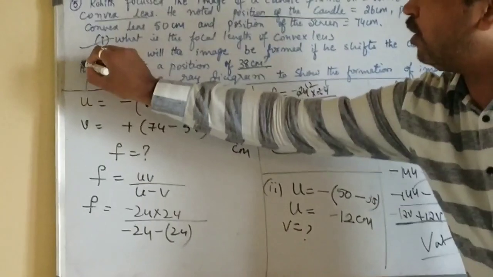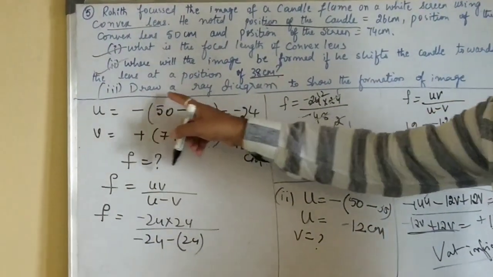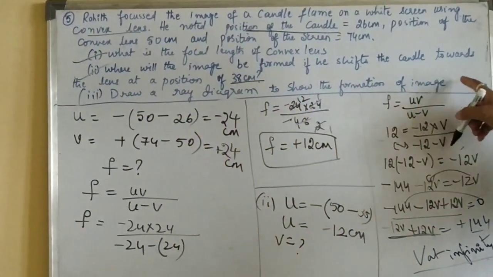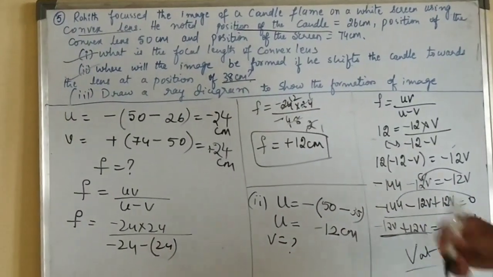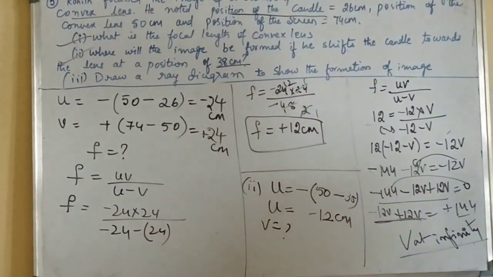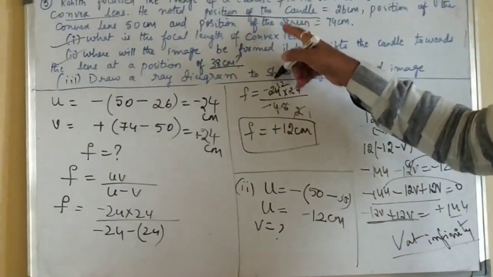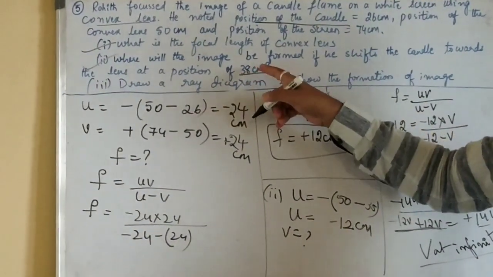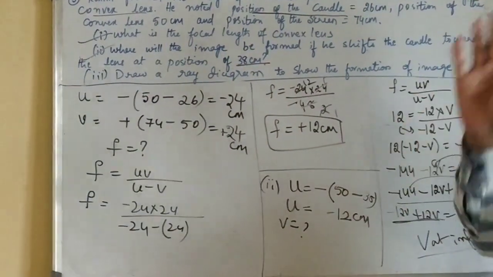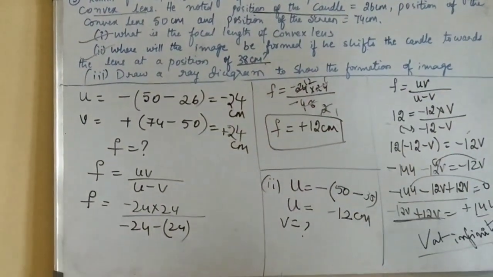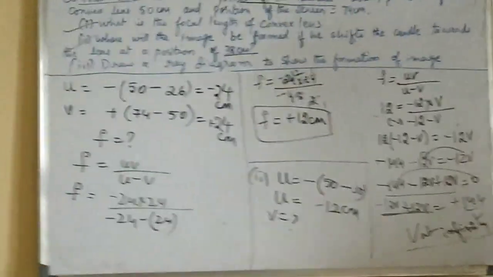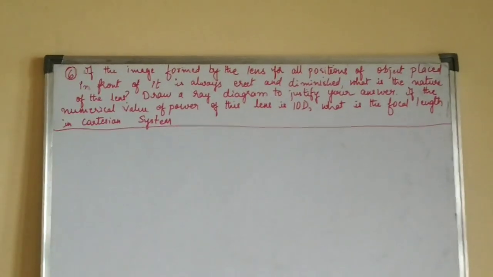Now we have solved the second case. Now draw a ray diagram to show the formation of the image. That is, the image is formed at infinity for the object which is placed at a distance of 38 centimeter. Take the scale, take proper measurements and you can draw the ray diagram.